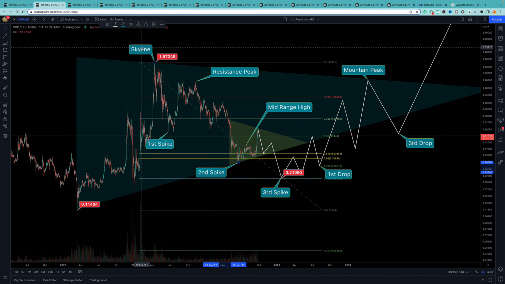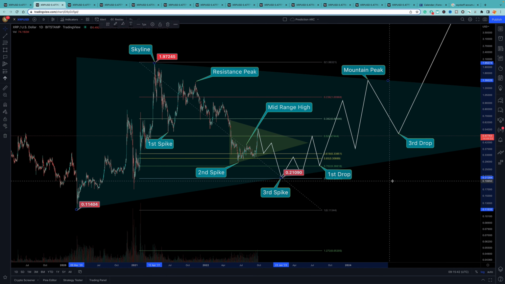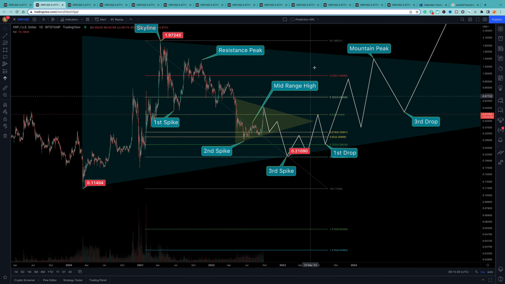So to me, this looks like a skyline. First spike, resistance peak, second spike, mid-range high that has its lift, its pump before its dump, and coming down for third spike. So we could have that there, third spike, and then we play this out here. And if that was the case, we'd end up bringing this down here, and we'd have our 2 ways. We'd have this one up for mountain peak 2, and then off we go.